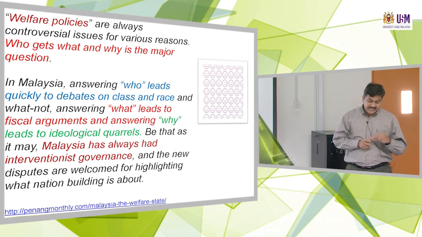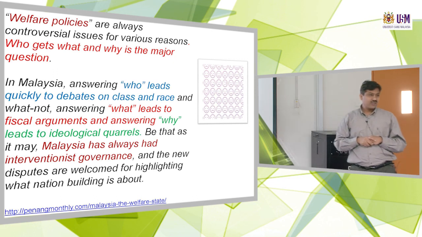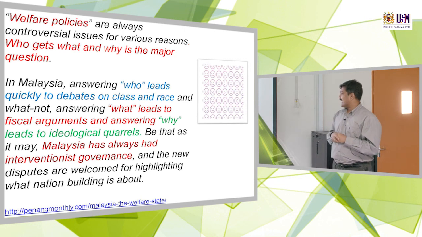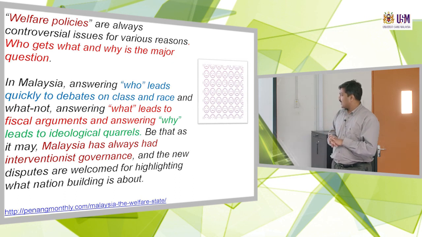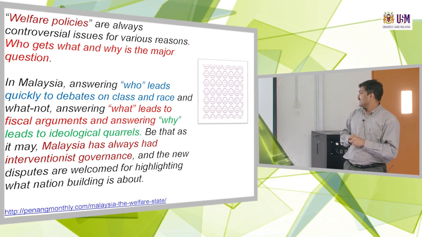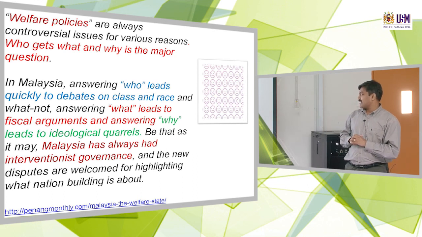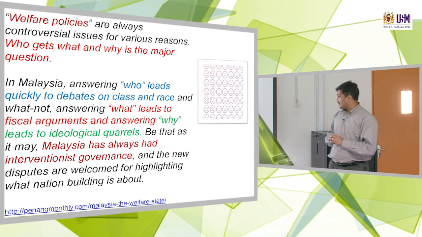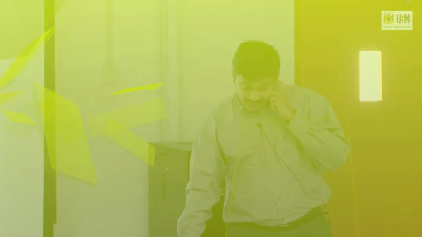Answering what also leads into fiscal arrangements and arguments, and answering why leads to ideological quarrels. Why is that particular race getting whatever benefits? What is it that they're getting? At what cost is the state incurring it? So these who, what, why questions raise a lot of arguments and debates when it comes to social policy in Malaysia, and for that matter any other country. Be that as it may, Malaysia has always had interventionist governance. Interventionist governance, what is that? We'll talk about that. And the new disputes are welcomed for highlighting what nation building is about. This is from Penang Monthly, Penang Institute, an explanation about social policy in Malaysia. Maybe we can also argue on that.